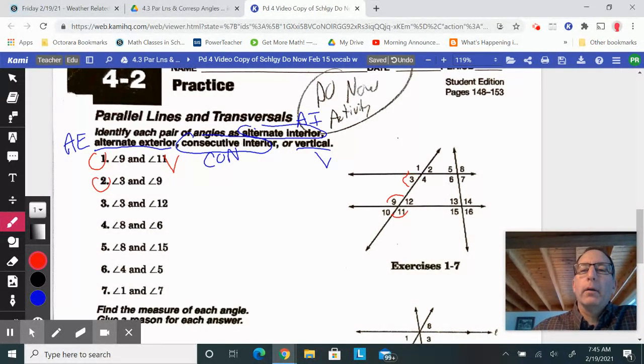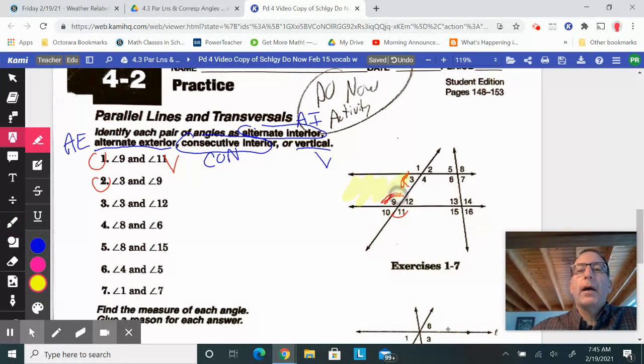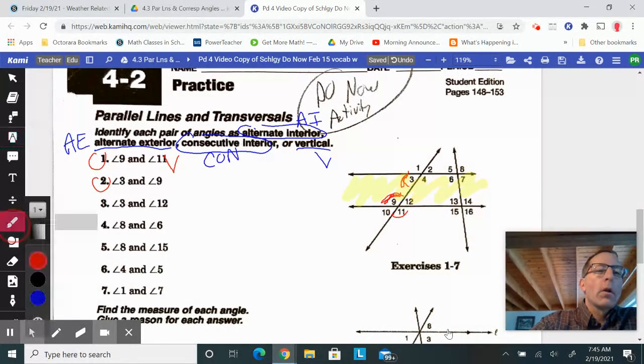So angle 3 here, angle 9 here. Now notice they are on the inside. Remember, interior is inside of the parallel lines there. But they're not alternating. They're on the same side of the transversal. The transversal being this line here. I'll thicken it in with black. So these would be consecutive interior. So CON.